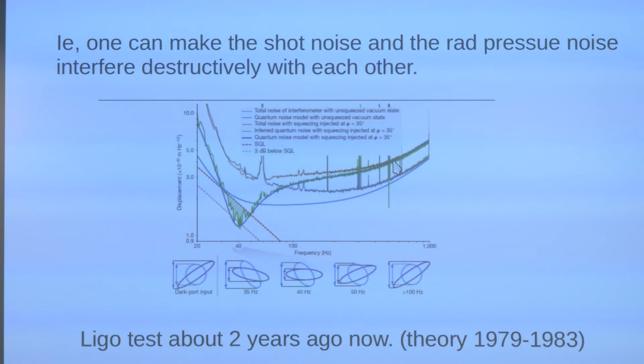You've increased the noise in the shot noise, but you've decreased the noise here in the radiation pressure area. Doing it properly, you can actually decrease both of them at the same time and have a curve that looks something like this. Now this was something that I suggested that they could do almost exactly 40 years ago.